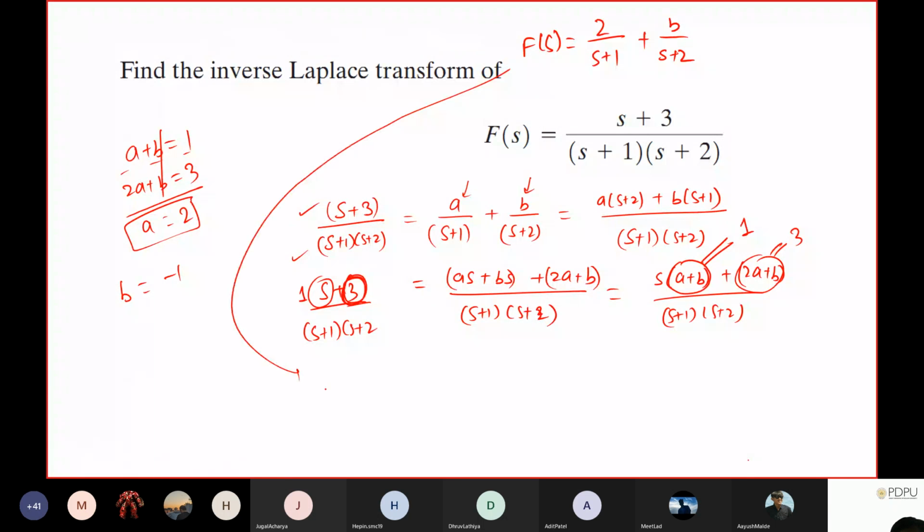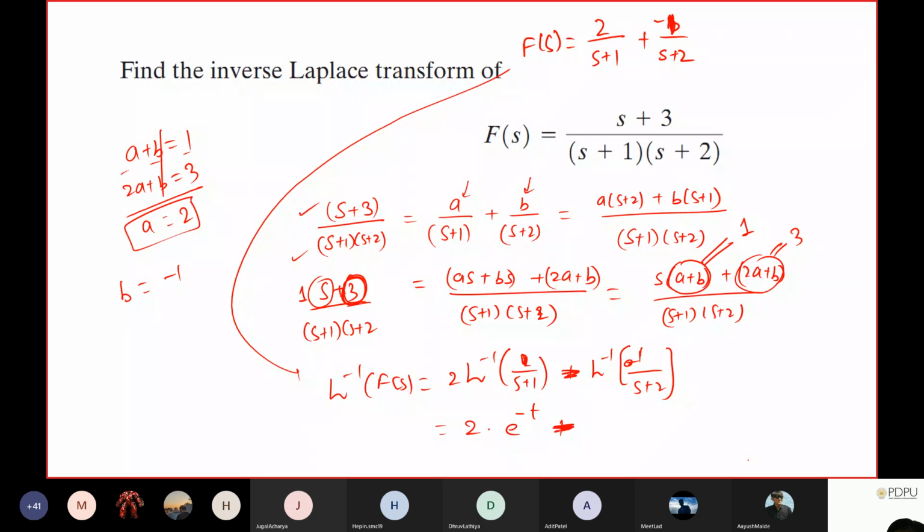When I do the inverse Laplace, the inverse Laplace of F(s) is equal to the inverse Laplace of 2 by (s plus 1), plus the inverse Laplace of minus 1 by (s plus 2). The 2 comes out, so it is 2 times e to the power minus t, and taking the minus sign outside, minus e raised to the power minus 2t. That is the answer.